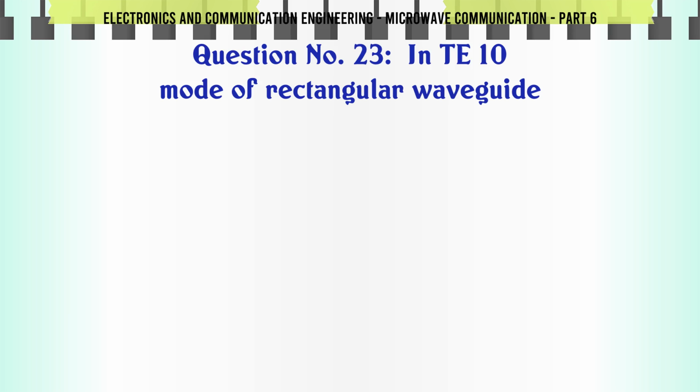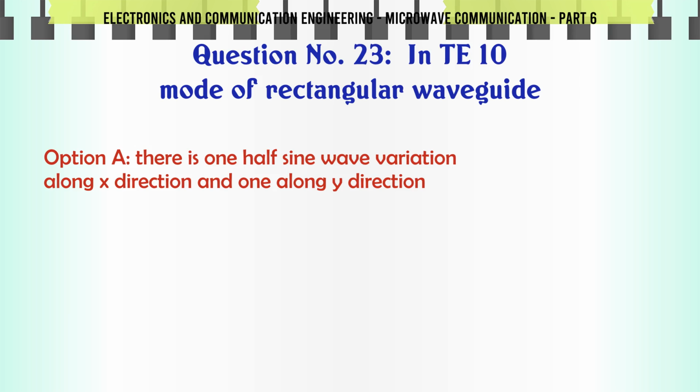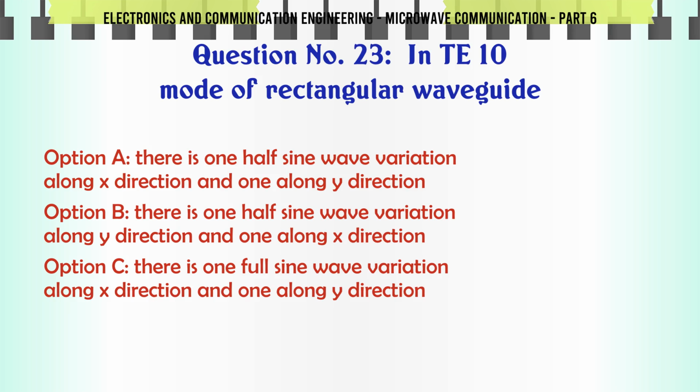In TE10 mode of rectangular waveguide, A. There is one half sine wave variation along x direction and none along y direction. B. There is one half sine wave variation along y direction and none along x direction.